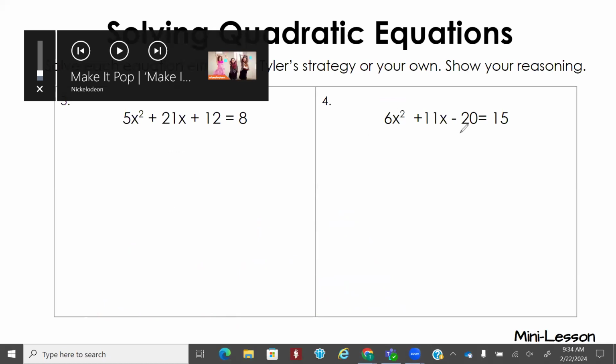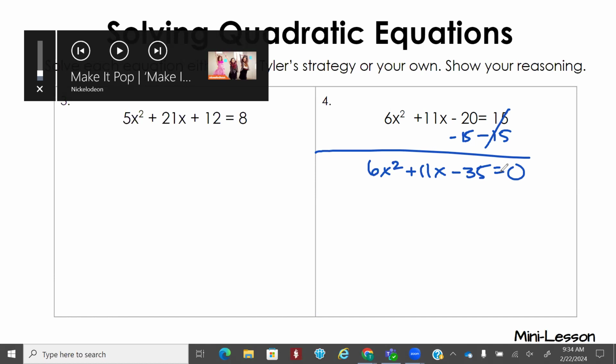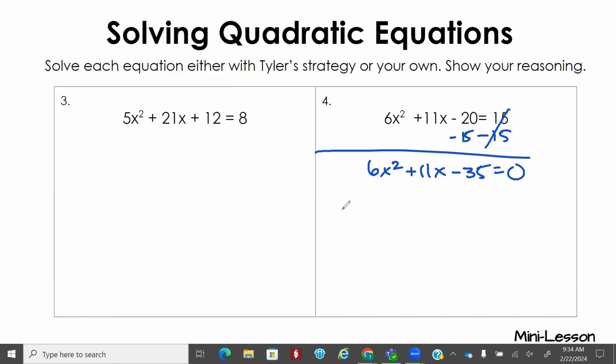Okay, so we're going to move the 15 to the other side. So that gives me 6x squared plus 11x minus 35. Everybody good? Now, we're going to do the big X. What's 6 times negative 35? Okay, and then B is 11. I don't know the factors of 210. You kind of have to make a list.